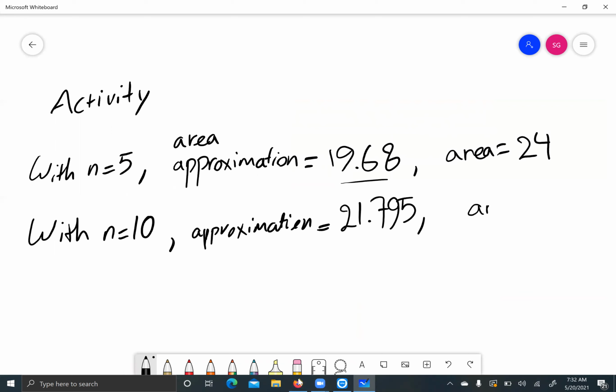And we know that the real value of the area is 24. So do you see the difference? Look at the difference. When we use 5, the approximation is 19 for 24. When we use 10 rectangles, the approximation is 21. So now my approximation is closer to the real value of 24. In other words, this is a better approximation.